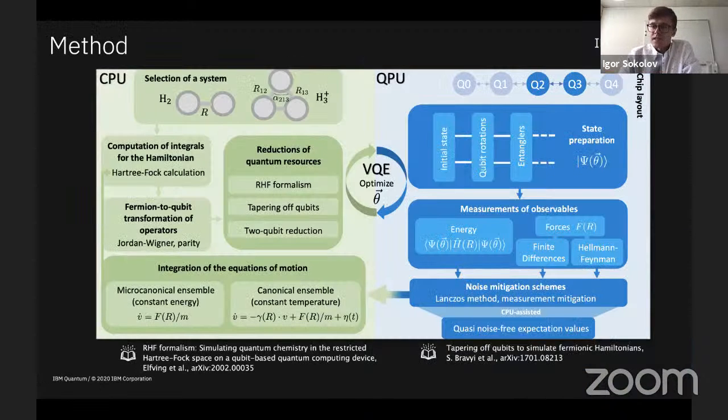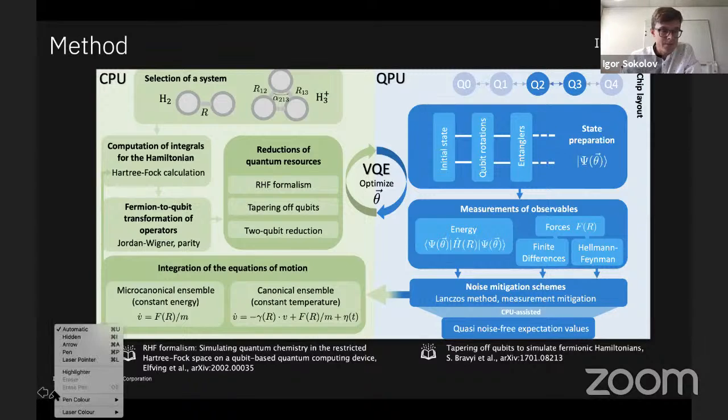Our method is simple. We used the variational quantum eigensolver, which you already heard explained in detail in many talks. I will make a short summary for you. We have a selection of a system. In my work, we did the hydrogen molecule and the H3 plus molecule.